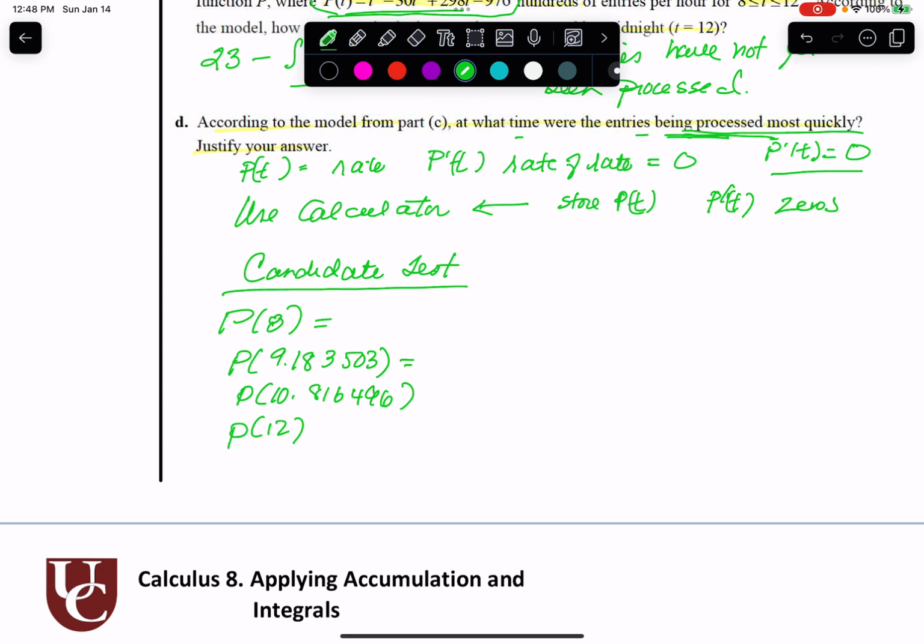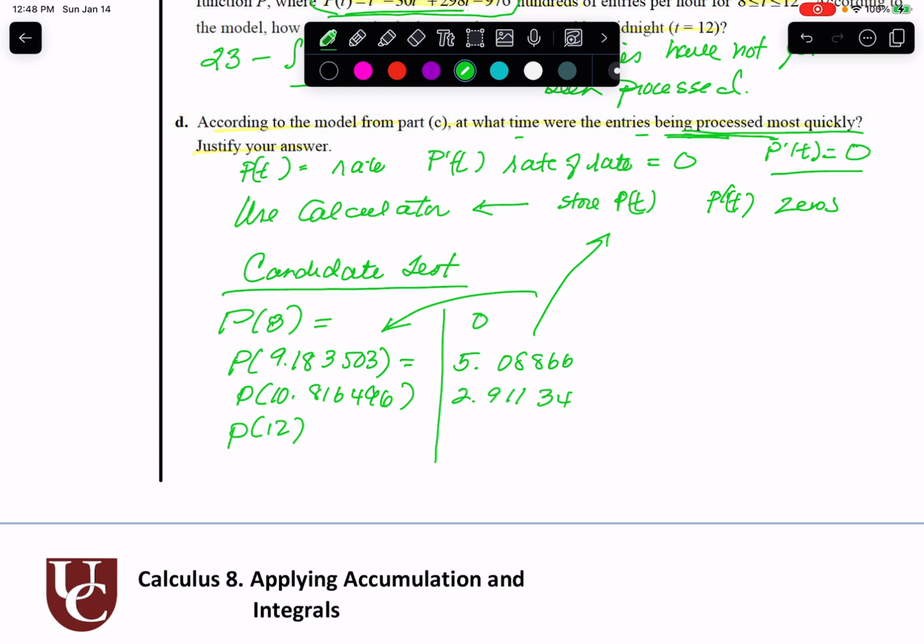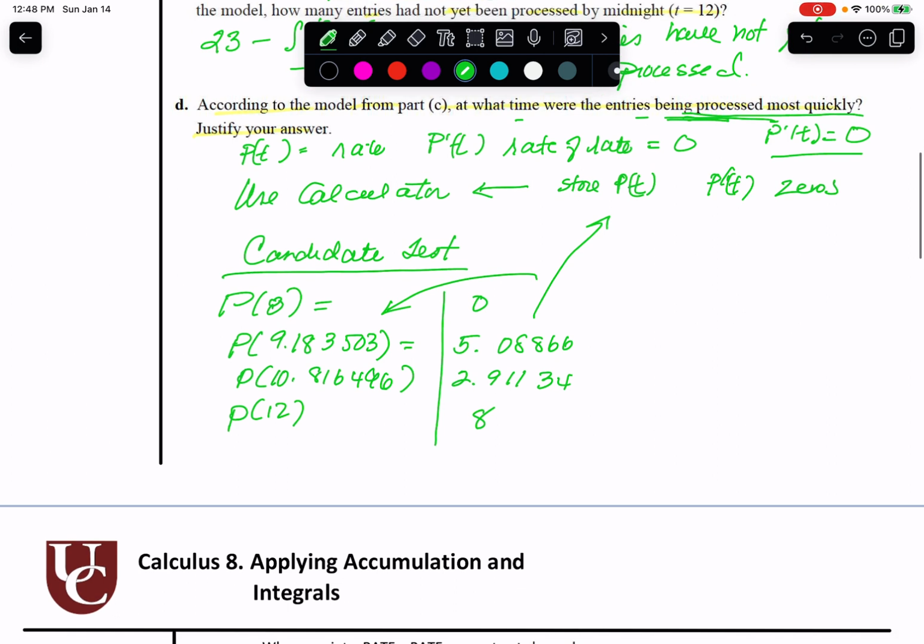So now we're using our calculator, so you don't need to have anything written down here. This would be 0, 5.08866. So now you can go back and put these numbers into your stored function, so it really helps you to store. And then this one would be 2.9934, and this is 8. So where was it processed most quickly? Right here at 12, T equals 12.